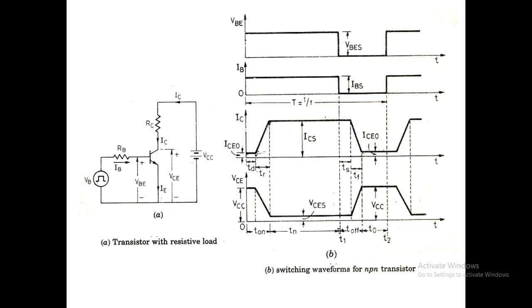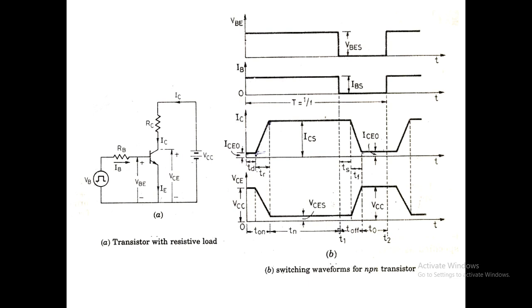The storage time, after the storage time only the current will start to decrease and the voltage will start to increase. The storage time is the time required for the trapped charges, or the saturation charges, to be removed from the base of the transistor. And the fall time Tf is the time taken for the current to fall from the maximum value to the minimum leakage current, and the voltage to rise from VCES, the on state voltage across the device, to the maximum value of VCC.